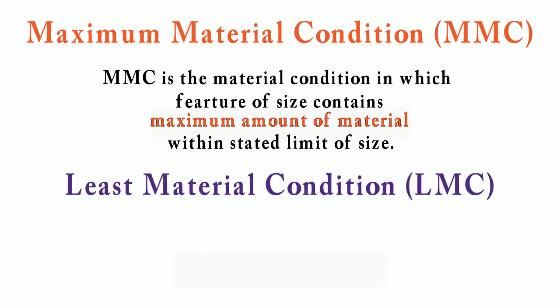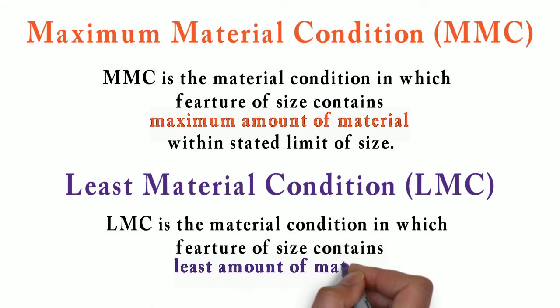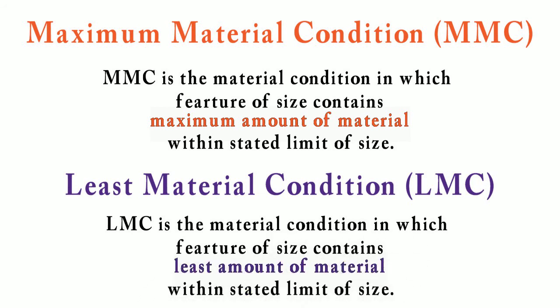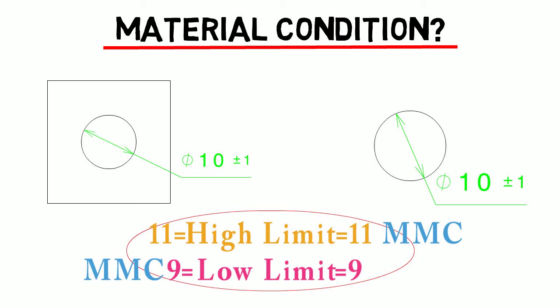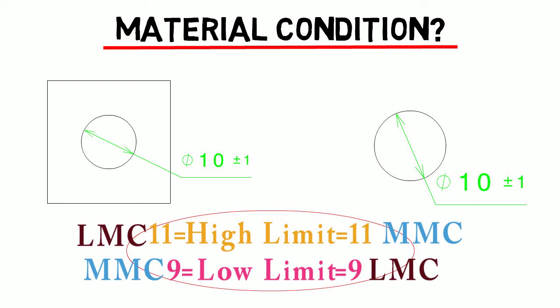Similarly, what is LMC? LMC is the material condition in which feature of size contains least amount of material within the stated limits of size. We will see this shaft again. So here, when this shaft will have a least material, when its diameter will be minimum. So LMC for this shaft is equal to 9 mm. And in this plate, when will be LMC? When diameter of this hole is a maximum. So LMC is equal to 11 mm.